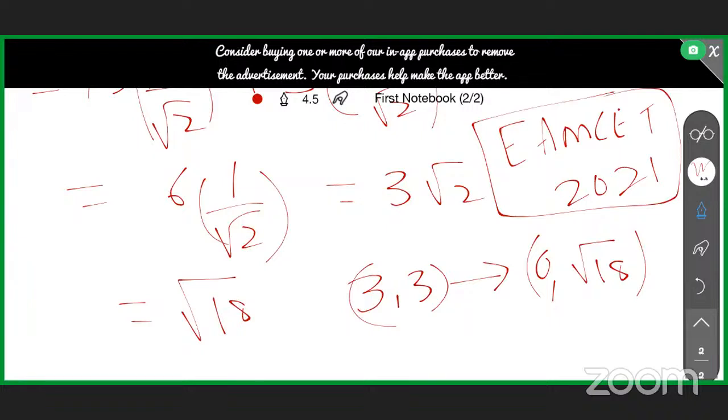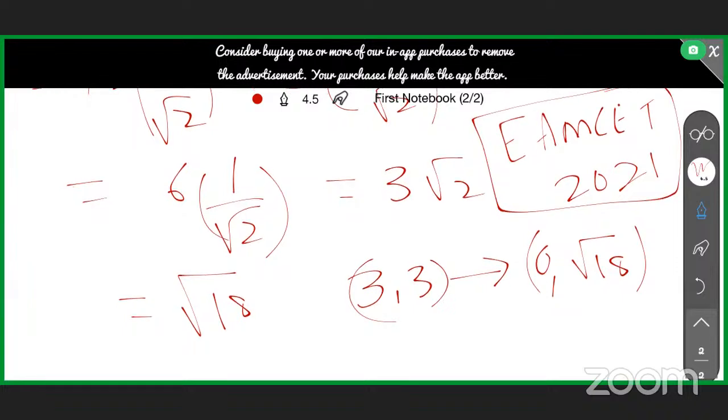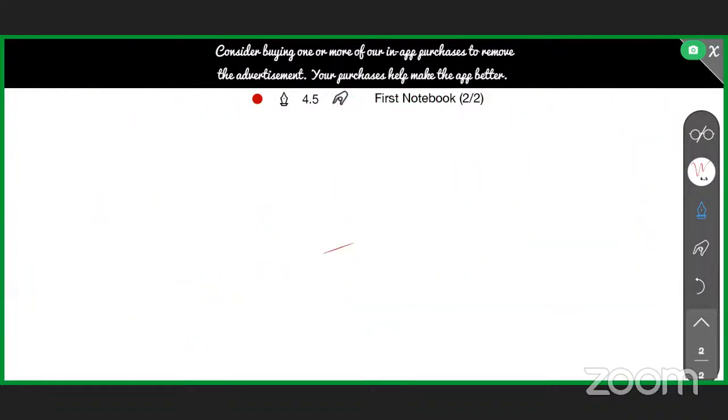Here goes the next question. The origin is shifted to 1 comma 2. The point 7, 5 in the old system is undergoing the following transformation.